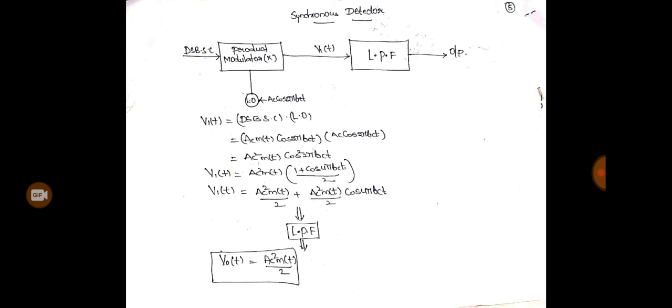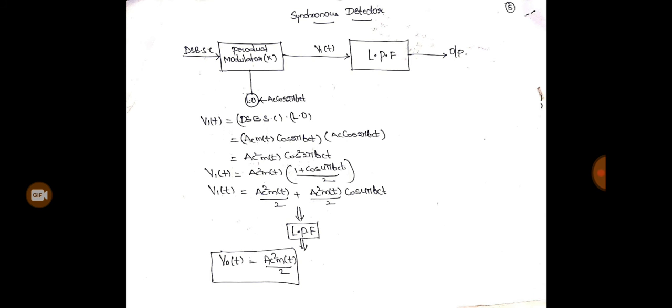If you consider the terms of V1 of t, Ac square m of t divided by 2 is a low frequency signal, and it contains the message signal. And similarly, Ac square m of t divided by 2 into cos 4 pi fc t is a high frequency component signal. So at the output of the low pass filter, it will take only Ac square m of t divided by 2. Now we are able to recover or reproduce the message signal back.